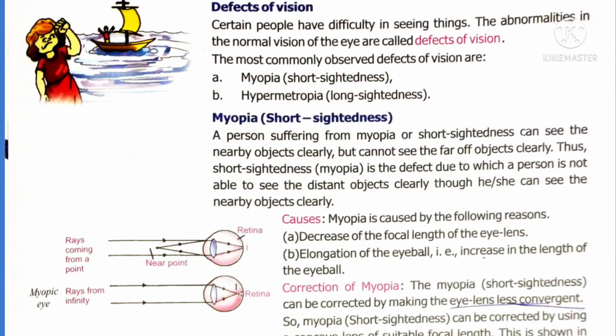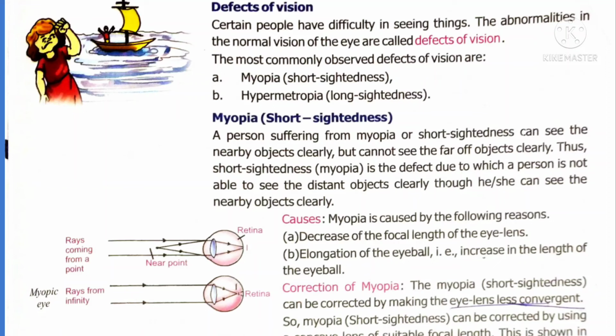Because of abnormalities in the vision of our eye, two defects occur. One is myopia, where we can see only short distance objects, which is called short-sightedness, and the other is hypermetropia, that is long-sightedness, where we can see only long distance objects. The cause of short-sightedness or myopia is the decrease in focal length of our eye lens and also elongation of the eyeball, that is, an increase in the length of the eyeball. This can be corrected by using a concave lens with a suitable focal length.